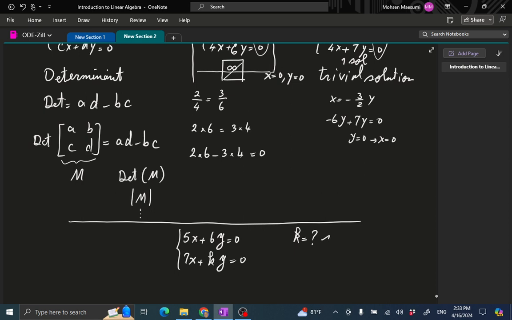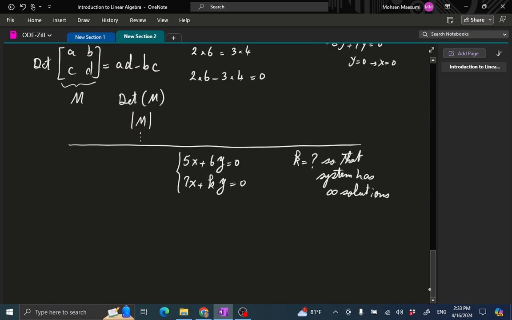K should be equal to what? So that the system has infinitely many solutions. Well, what is the determinant of this system? The determinant is 5k minus 6 times 7. I want this to be 0, so 5k has to be 42. So my k has to be 42/5. K has to be 42/5 so that my system has infinitely many solutions.